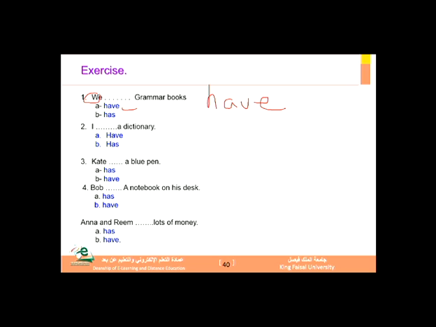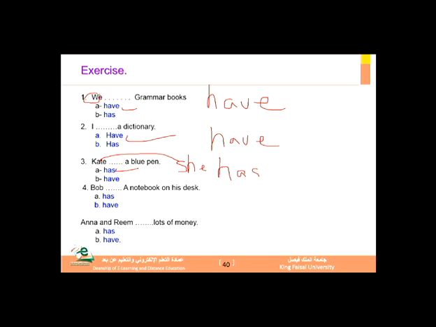A dictionary. I have a dictionary. Kate, a blue pen. Kate, because Kate represents the pronoun she, and she is a singular pronoun, so we say she has a blue pen. She has a blue pen.